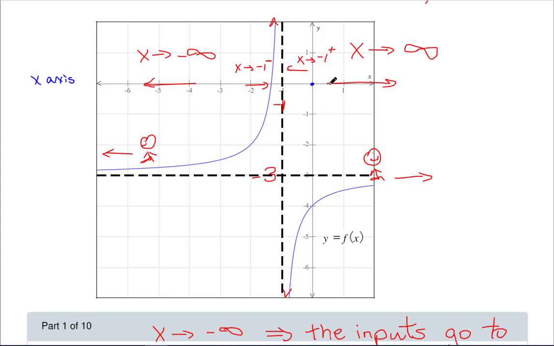What about the other way? The other way down the x-axis, I'm going to the right forever. That's x heading to infinity. Well, what's happening to the graph? Let's go find the graph.